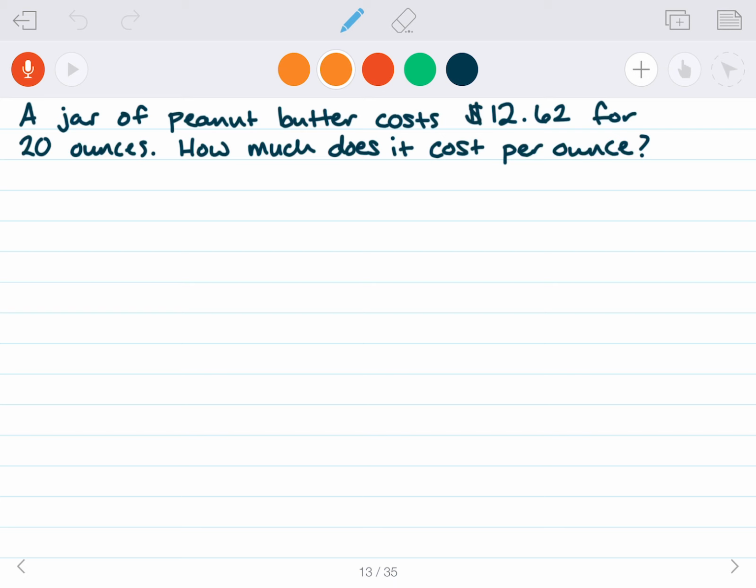Okay, peanut butter again. You see what I mean, guys? I keep thinking about peanut butter. Don't know why. But here we have a jar of peanut butter. And so this is when you'd be at Walmart or Sam's or Costco, and you would compare the cost per ounce. So a jar of peanut butter costs $12.62 for 20 ounces. How much does it cost per ounce? So our units, we have dollars per ounce. So this is our ratio. And we're looking for our unit ratio, so how much money per 1 ounce.